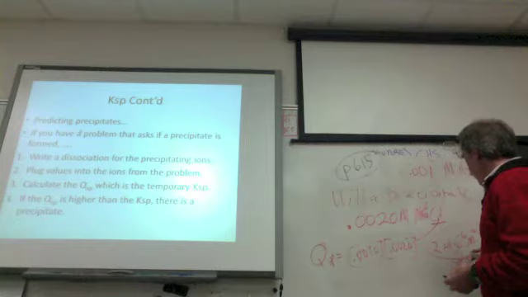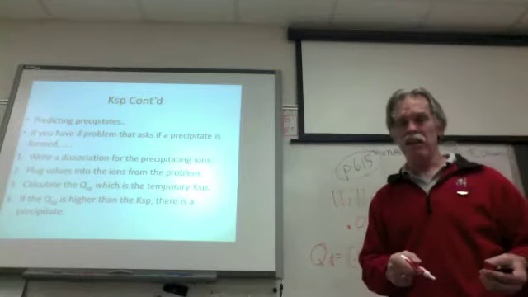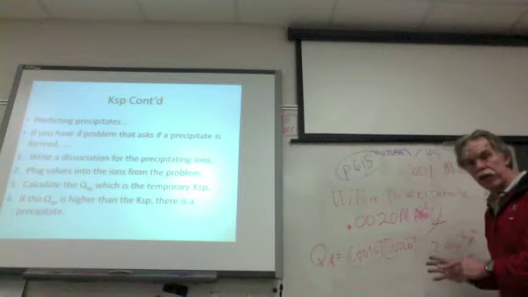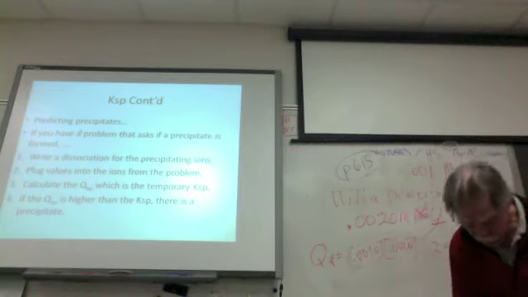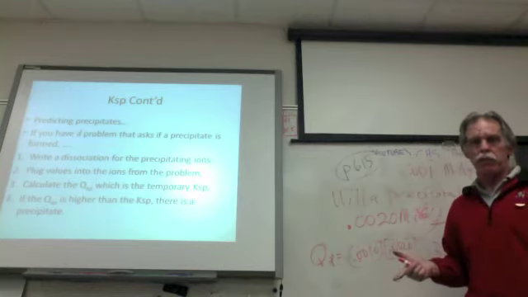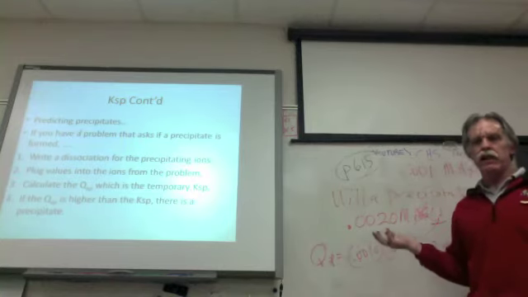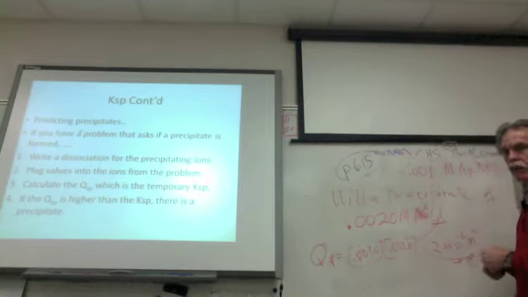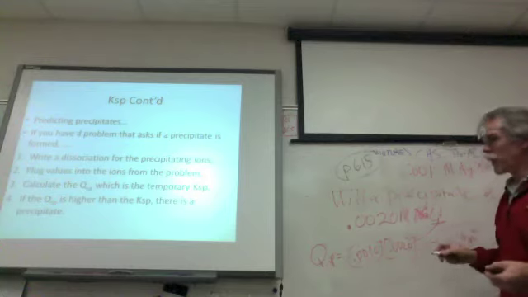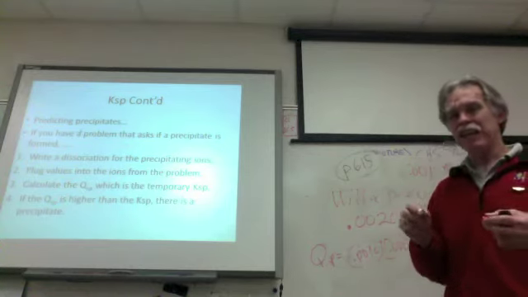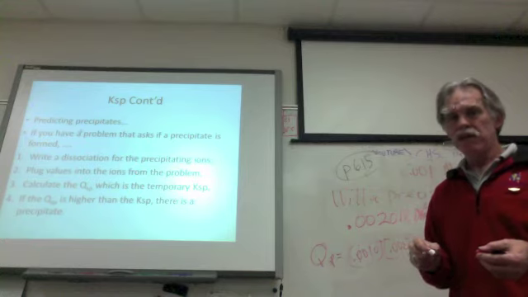That's our QSP. Well, you're going to go look at the KSP, and if the QSP is bigger, then we have a precipitate. Think about like a container. If you had a gallon container, you try to put 2 gallons in it, it's not going to fit. It's going to overflow. The QSP is bigger. Now, don't get confused. This is 10 to the negative 6, and for AgCl, I think the power is 10 to the negative 10th for the KSP.